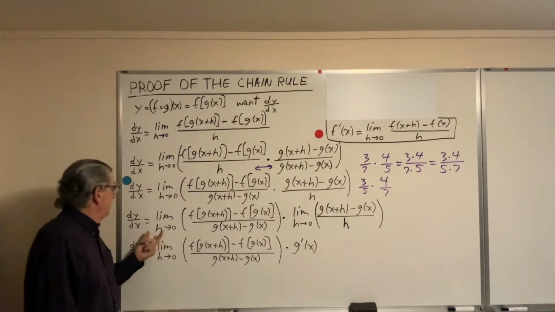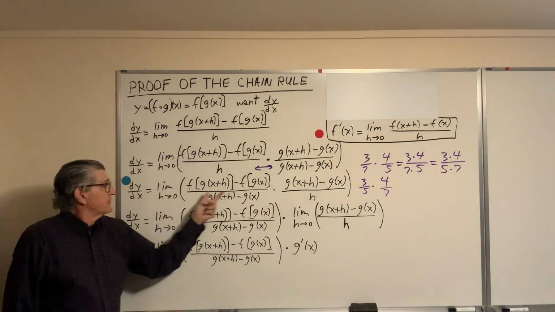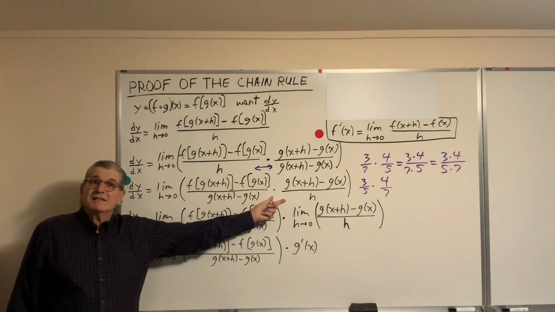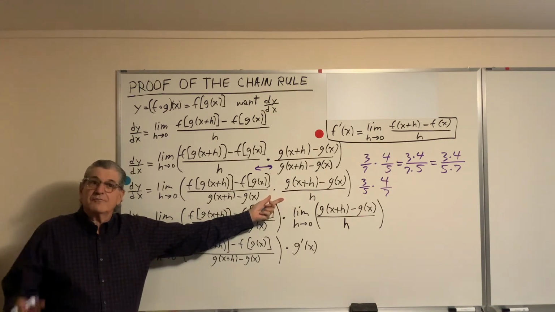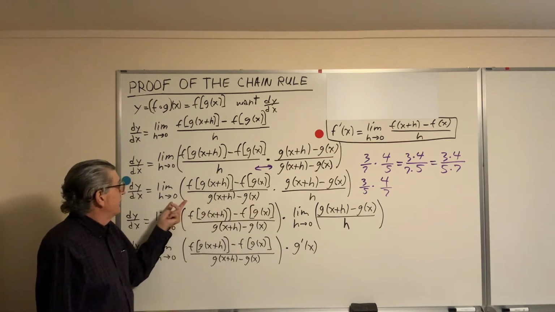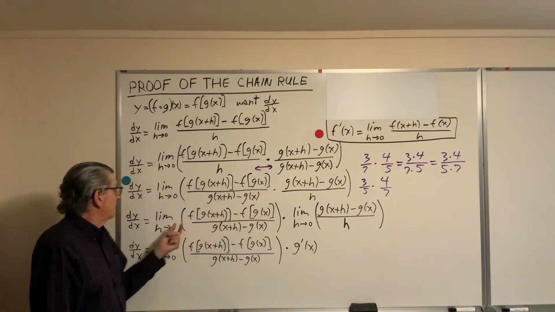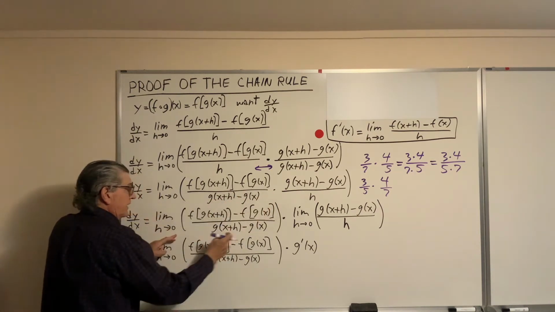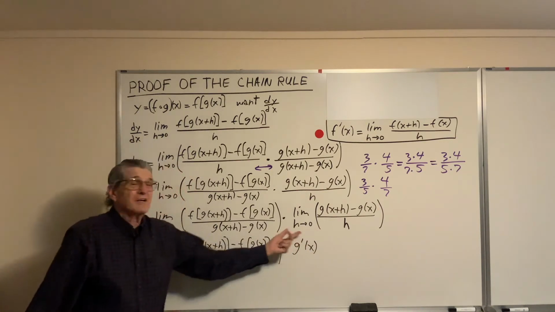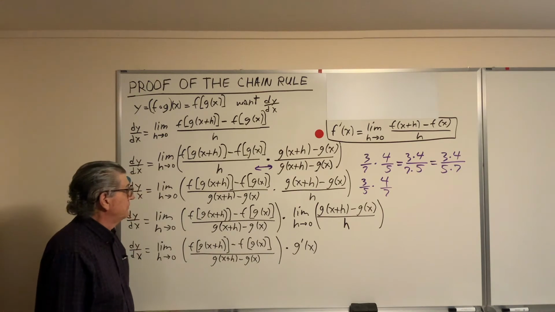Now, if you have the limit of a product, that's equal to the product of the limits. Remember, going back a few chapters when we talked about limits, if we take the limit of a product, it's the product of the limits. So I can split this up into two limits. This only works if both these limits exist, and in this case, they do.